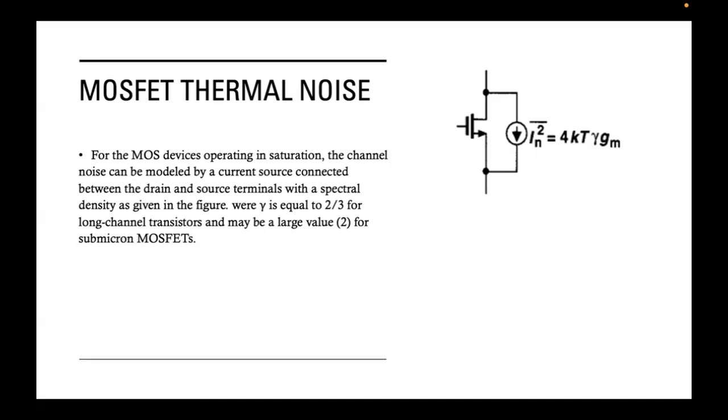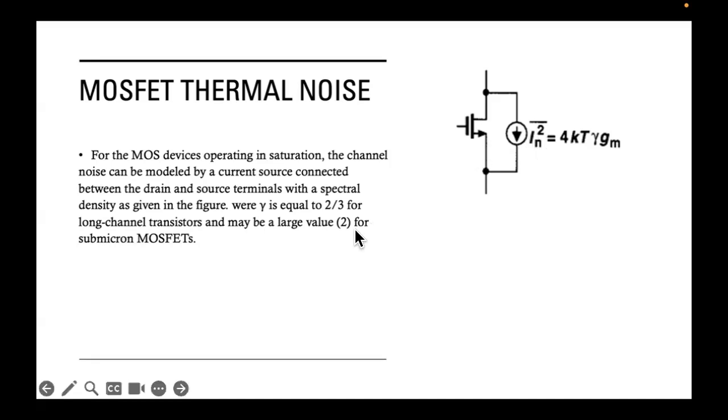So gamma is typically 2/3 for a long channel length device. When you go to the submicron scale, near the hundreds of nanometers range for the channel length, this gamma turns out to be 2. So you can use 2/3 whenever the channel length is relatively large, for example a 1 micrometer technology or similar technologies with tens or a few micrometers.